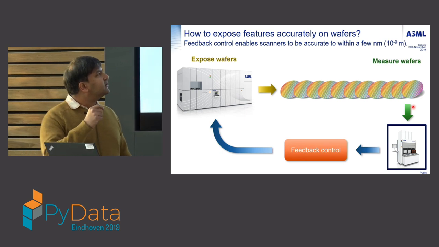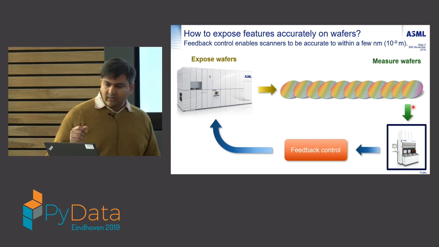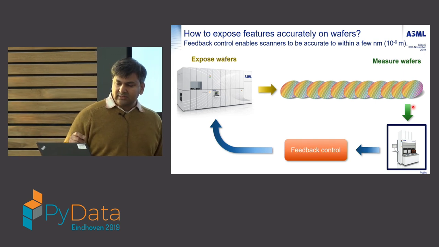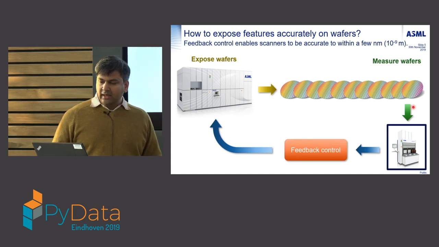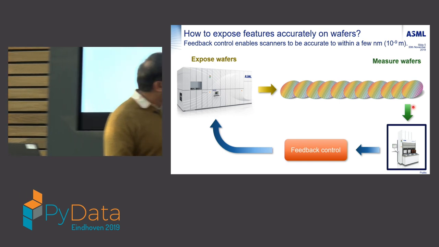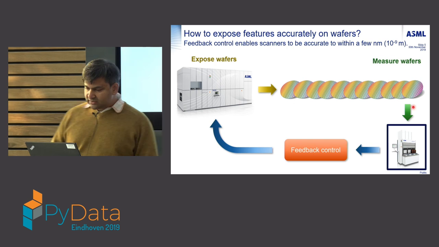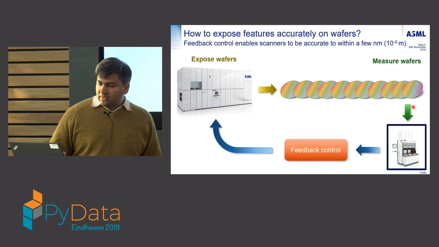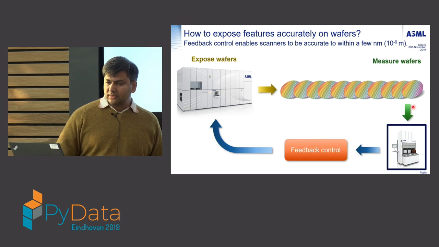To ensure that these features are kept in tight control, we need to measure and then set up a feedback control loop to control our scanners. For the measurement, this is the machine that we also build at ASML, which is called the YieldStar. And I work on this. Through this measurement, we are able to control overlay for our customers.